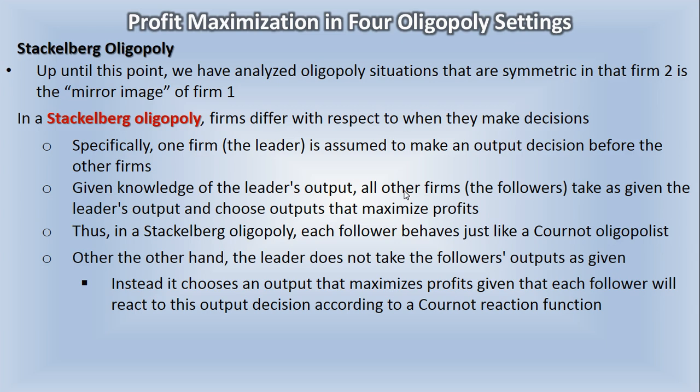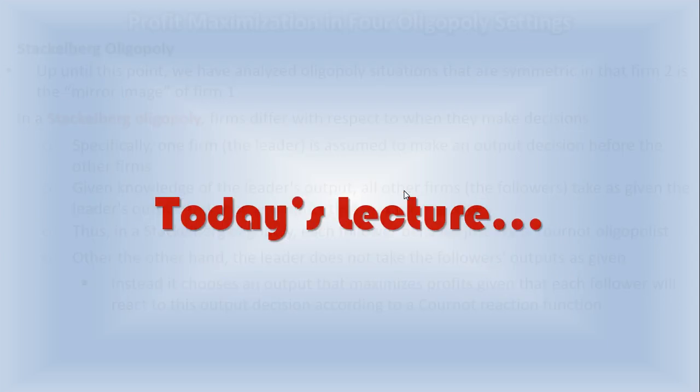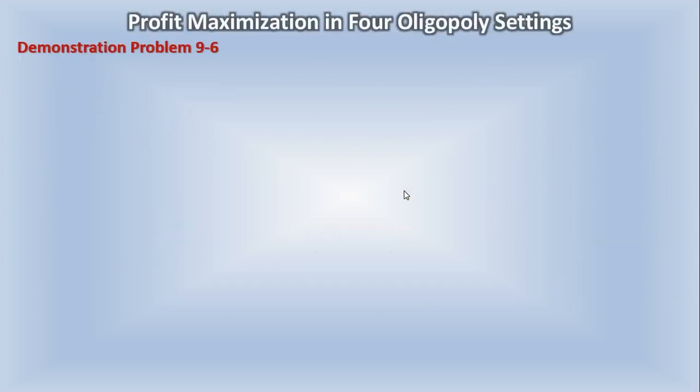And by doing that, again, they both wind up maximizing their profits to the best extent possible. So let's again cover that demonstration problem that highlighted the mechanics of how to solve for the outputs of both the leader and the follower, and ultimately then the prices charged in the market.